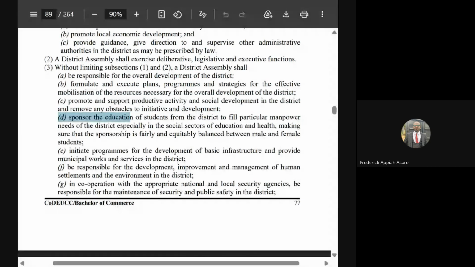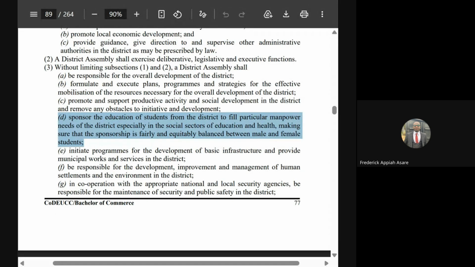They also sponsor the education of students from the district to fill particular manpower needs of the district, especially in the social sector of education and health, making sure that the sponsorship is fairly and equitably balanced between male and female students. So what they are also trying to say is that you realize that they will tell you that, oh, this district has given this student a scholarship. Sometimes they try to check out the best students in the district, give the person a scholarship, fund their education, and when the person finishes, they try to employ them back into the district.